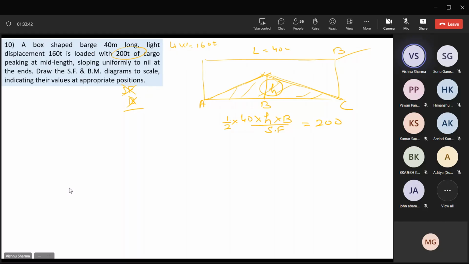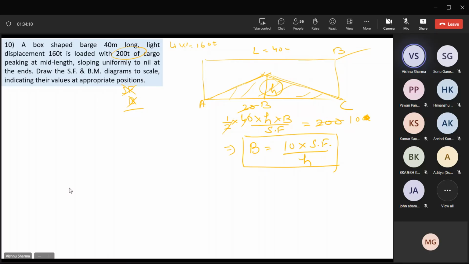Okay, so this becomes 20, this becomes 10, not 100, 10. Okay, this implies B is equal to 10 into SF upon H. Please, do you agree with this relationship? Please see that and let me know if there's any question, guys.